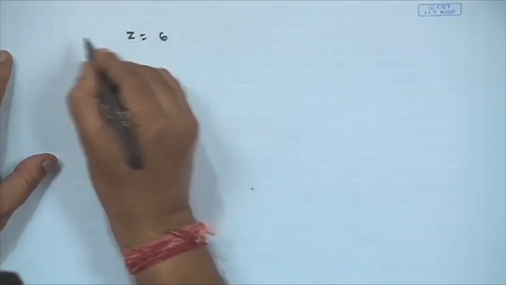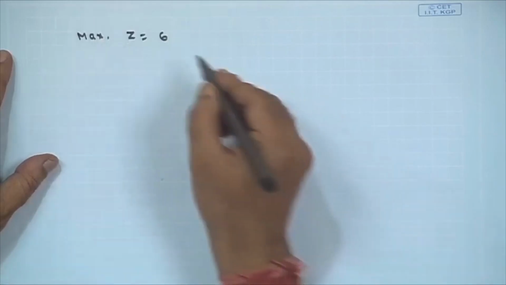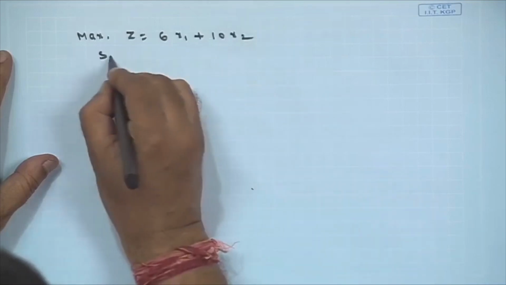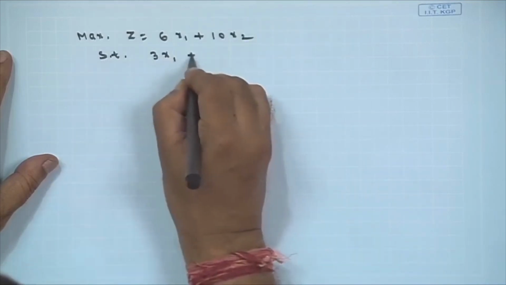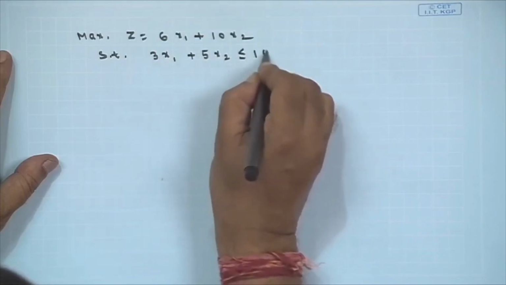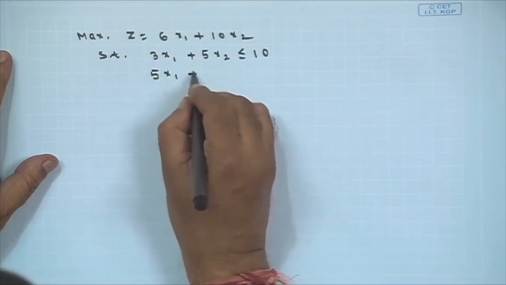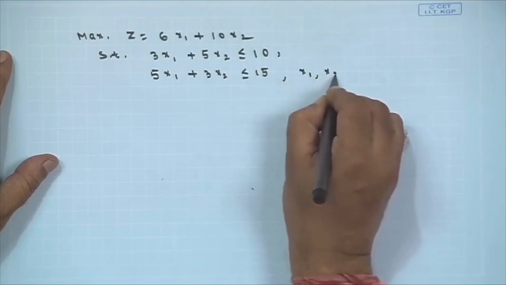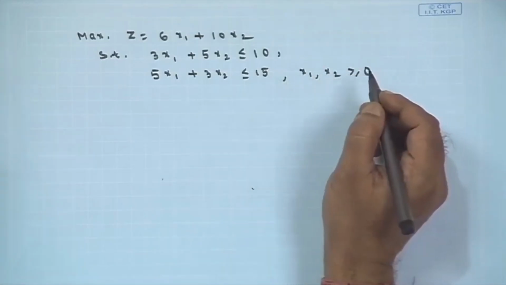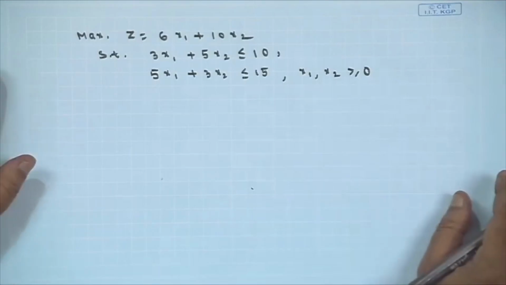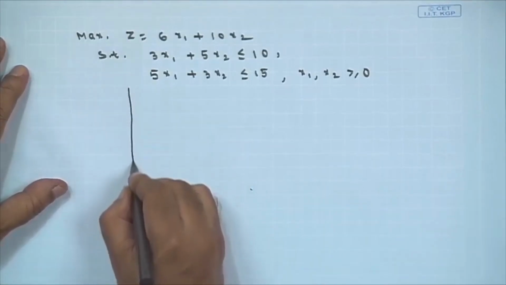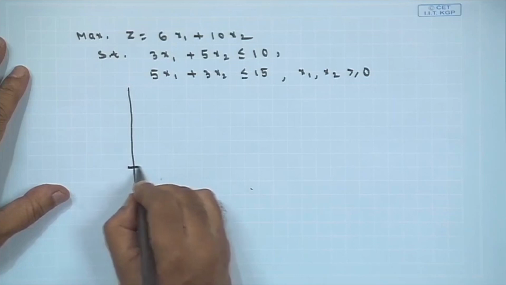The next, see, z equals maximize. We in general take maximization problem. Z equals 6 x 1 plus 10 x 2 subject to 3 x 1 plus 5 x 2 less than equals 10, 5 x 1 plus 3 x 2 less than equals 15, and the non-negativity conditions, that is x 1 and x 2 greater than equals 0. So, to find the solution, again equate the inequality constraints and draw the equations as we have done earlier.